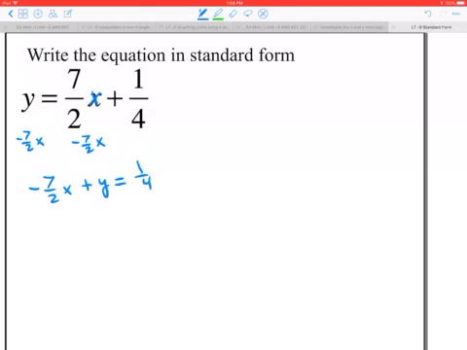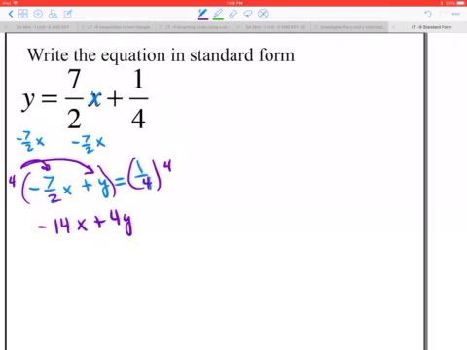The next thing I want to do is get rid of the fraction. You can see that I've got a 2 in a denominator here, and I've got the 4 in the denominator here. You take the greatest of those values, the least common multiple. 2 and 4 both go into 4, so I'm going to multiply both sides by 4, distribute that 4 in, and I get 4 times 7/2. Well, 2 goes into 4 twice, so it gives me negative 14x plus 4y equals 1, because 1/4 of 4 is 1.